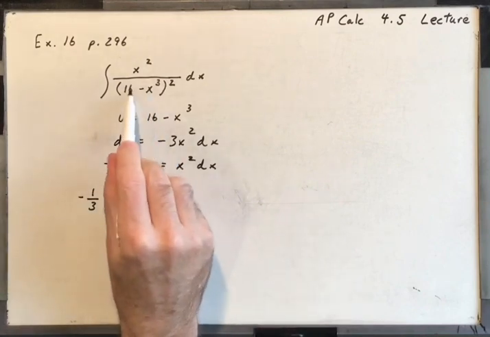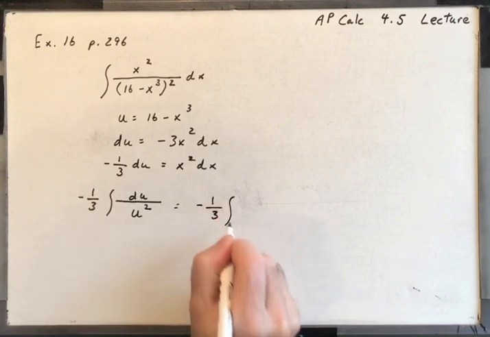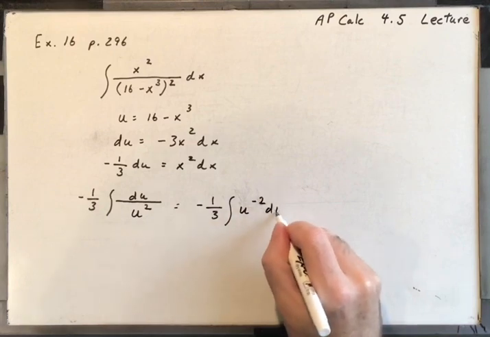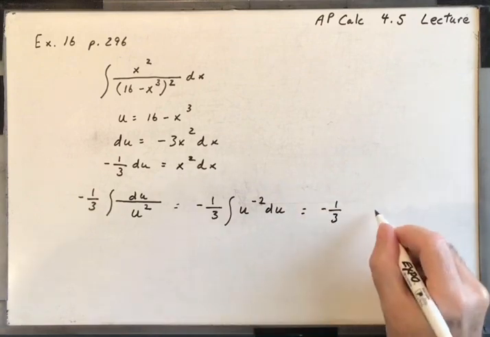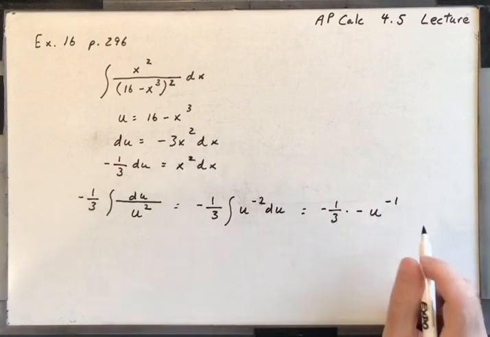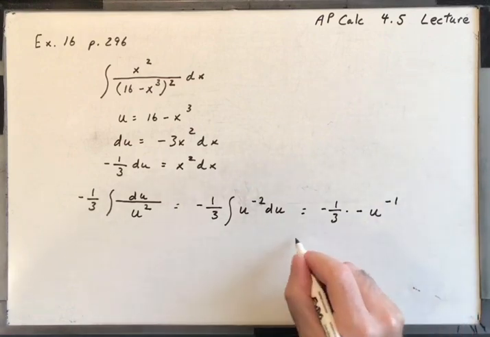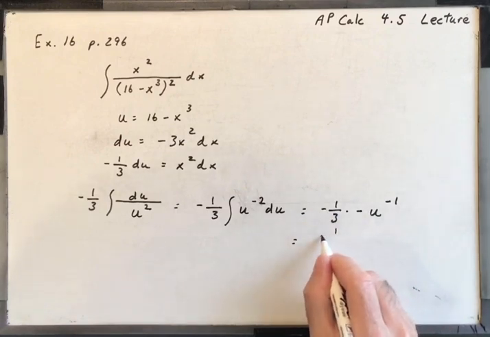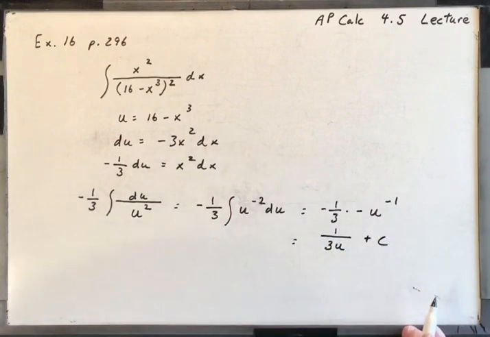All right, u is 16 minus x cubed and then squared. Well, that's the same as negative 1/3 times the integral of u to the minus 2 du. All right, that's negative 1/3, and then you have u, add 1, so minus 1, but I need a negative out front, right? Negative 1 times negative would be a positive, then u to the minus 2. So negative negative makes a positive, so that'd be 1 over 3u plus c.